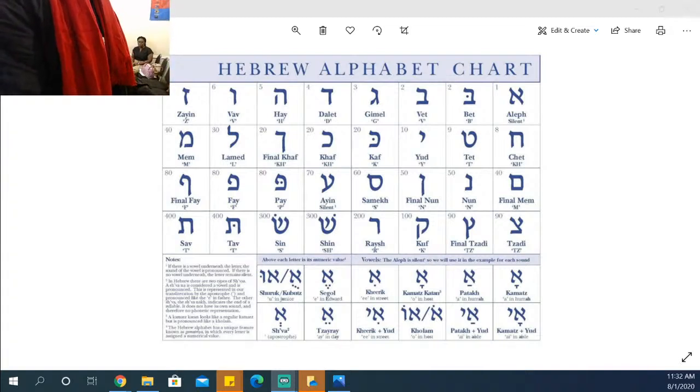I want y'all to look at Shuruk and Kibbutz right over here. You see there's a Vav there with a Shuruk. Shuruk makes the oo sound. So think of that as a ball hitting the valve in the stomach and you say oo. That's an oo sound.